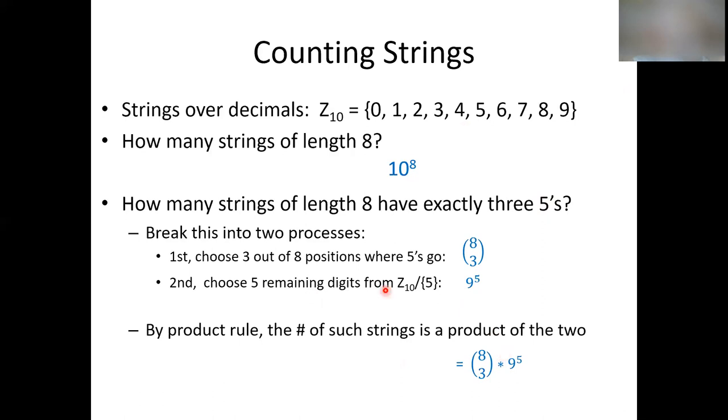By the way, you can reverse these two processes. I know that I can choose the 5 digits freely, and each of them is independent. There could be repeats. It could be 0000 on them, or it could be 0, 1, 2, 3, 4. So this process could be done first, and only later, given that I chose these 5, I choose the 3 positions where the 5s will go. These two processes are independent. They can be done in any order, and it would not change the result.